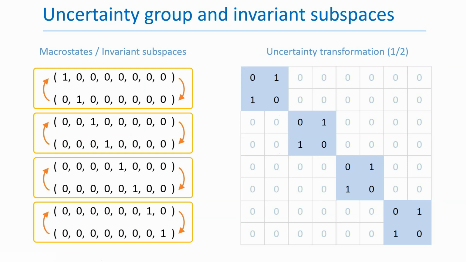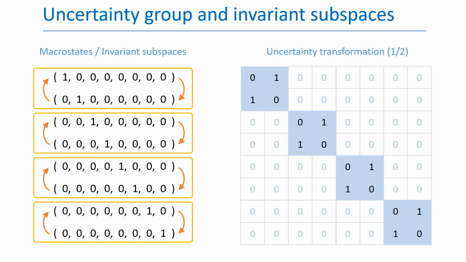A quantum object also has a set of uncertainty transformations. These are also often called the symmetries of the Hamiltonian. To illustrate, we choose a very simple uncertainty group with only 2 elements. 1, the identity, and 2, the matrix drawn here, which simply exchanges the 2 basis vectors in each subspace. Applying it twice gets back to the identity, showing the closure of the group.